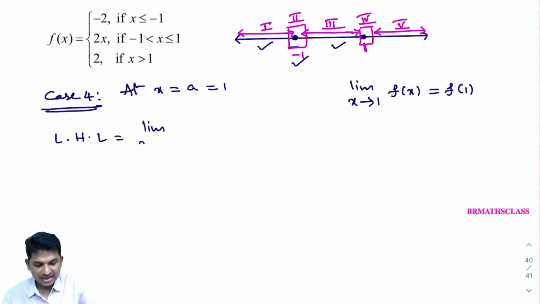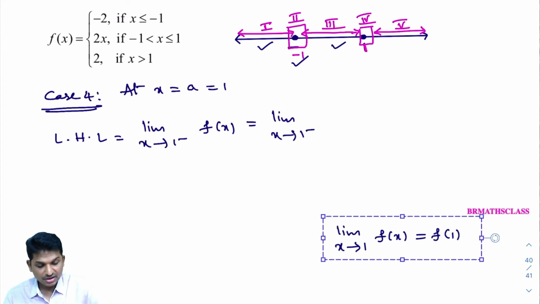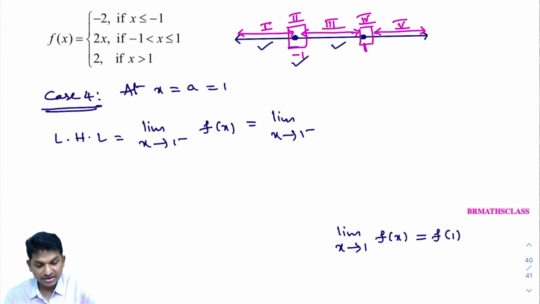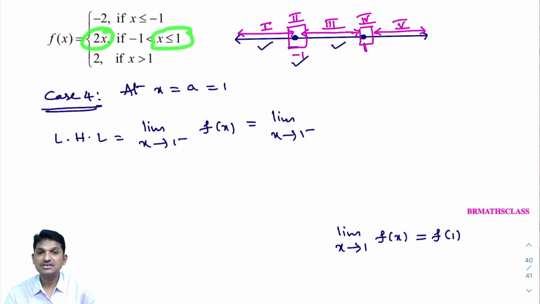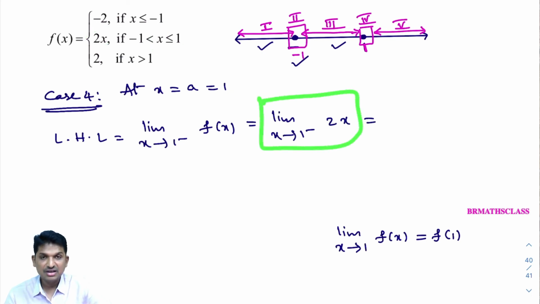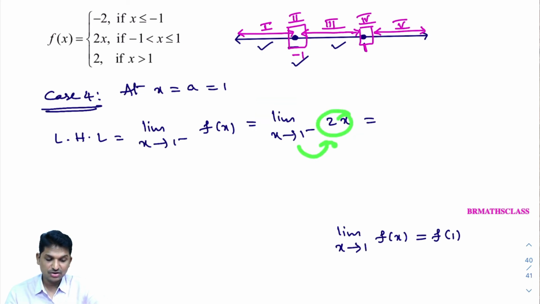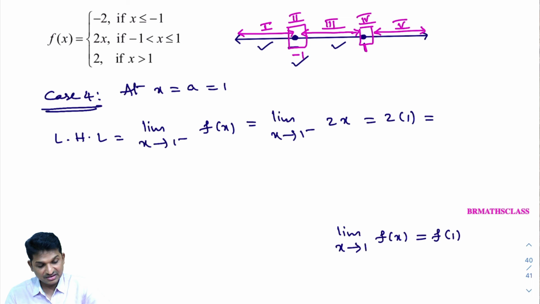Limit x approaches to 1 from left, f of x, that equal to limit x approaches to 1 from left, f of x. Which function to choose? X approaches to 1 from left means all x values are less than 1, right? When x values are less than 1, which function to choose? This one. This is 2x. So I'll write here 2x. Now I need to calculate this. How to calculate this? By direct method. Wherever the function is there, in that function you write 1. That is direct method. Put x equal to 1 in this. So what you will get? 2 into 1. That is 2.